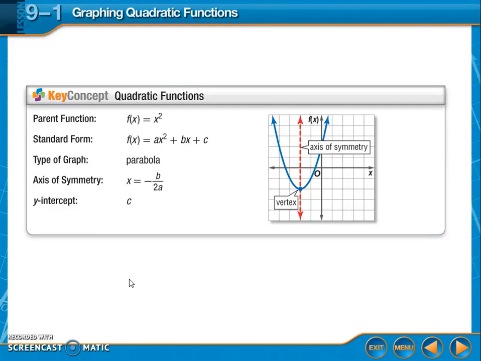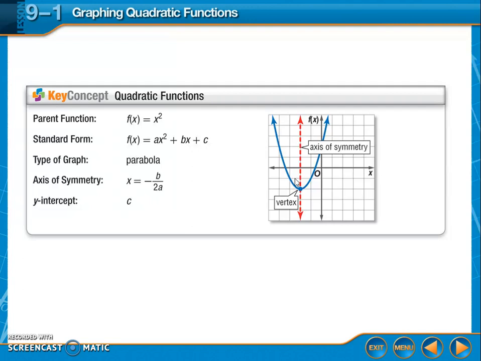Okay, so quadratic functions, the parent function is y equals, or f of x equals x squared, and standard form is ax squared plus bx plus c, which is a parabola. We call the shape of this thing, which makes this like a U, a parabola. That's the shape. It's called a parabola.